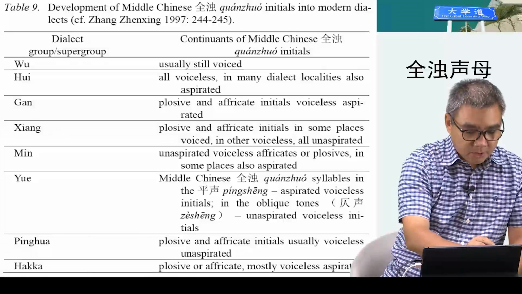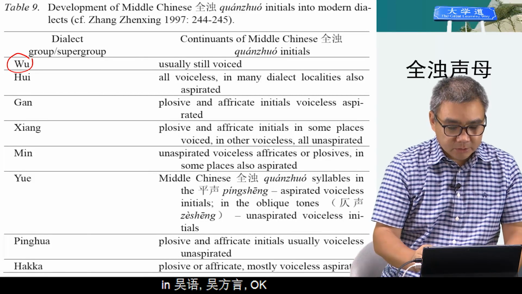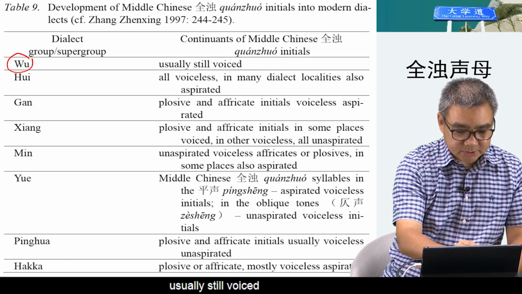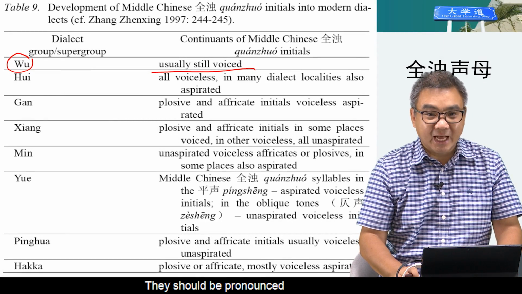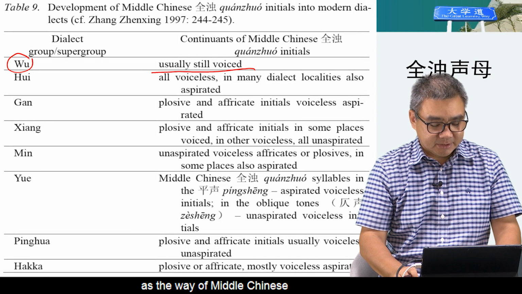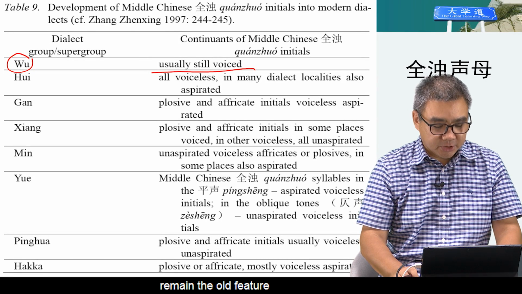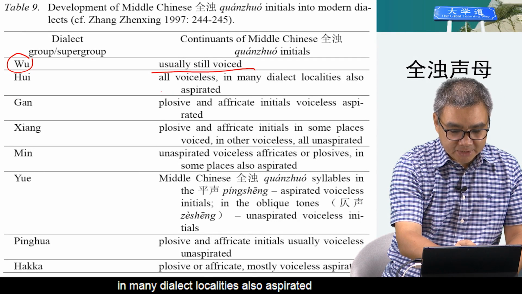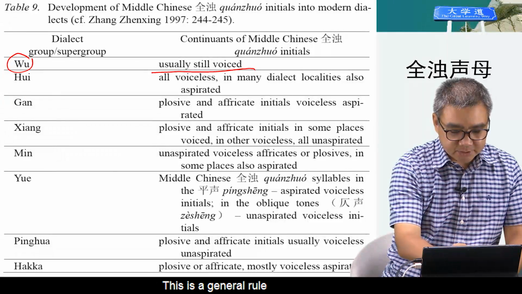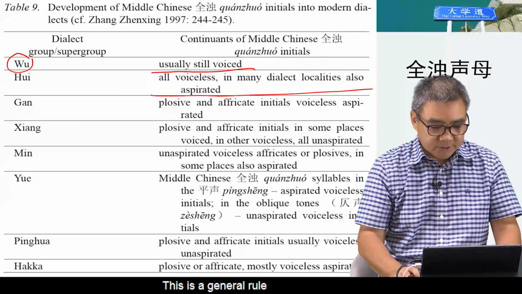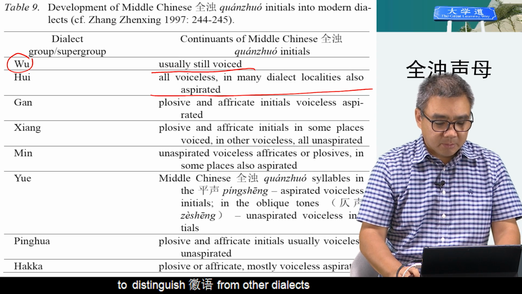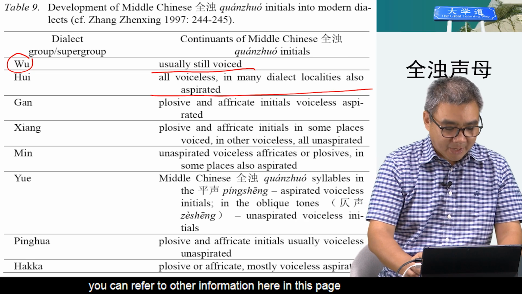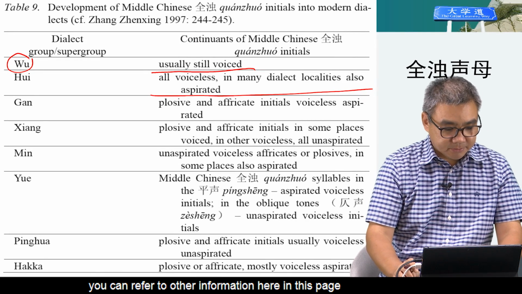For example, in 吴语 Wu dialect, all the 全浊 initials are usually still voiced, pronounced the way of Middle Chinese, remaining the old feature. While in Huiyu, they're all voiceless. In many dialects, locality also separated. This is the general rule to distinguish Huiyu from other dialects. Similarly, you can refer to other information here in this page.